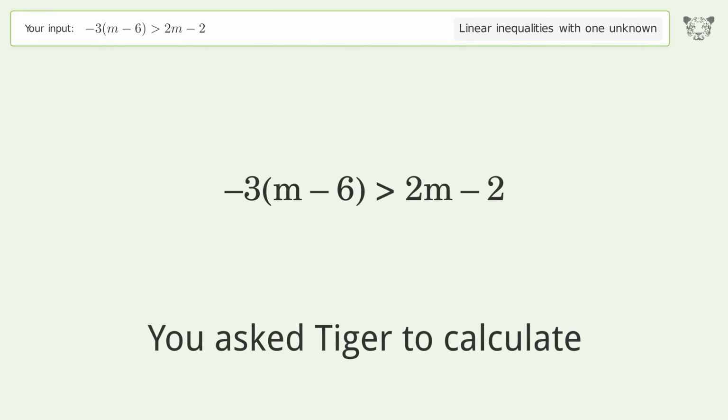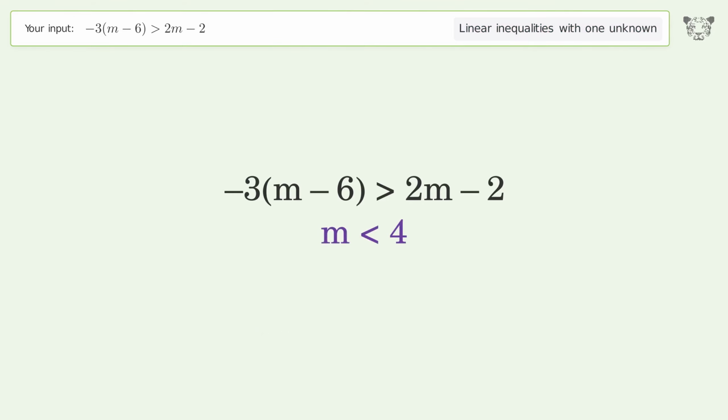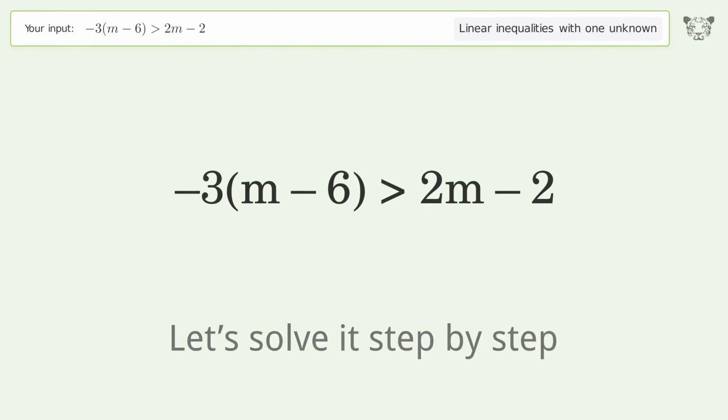You ask Tiger to calculate. This deals with linear inequalities with one unknown. The final result is m smaller than 4. Let's solve it step by step.